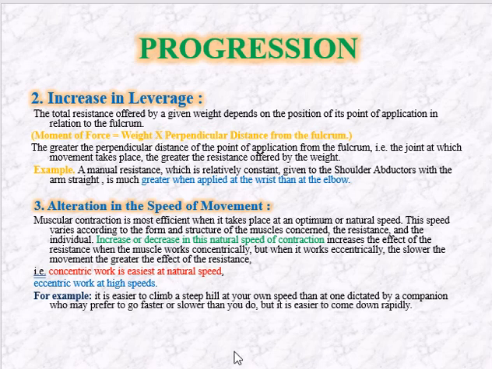Concentric work is easiest at natural speed and eccentric work at high speed. For example, it is easier to climb a steep hill at your own speed than at one dictated by a companion who may prefer to go faster or slower than you do, but it is easier to calm down.